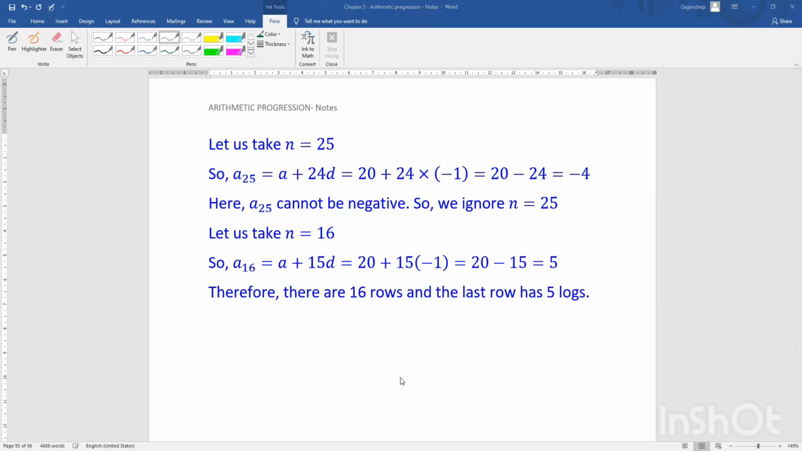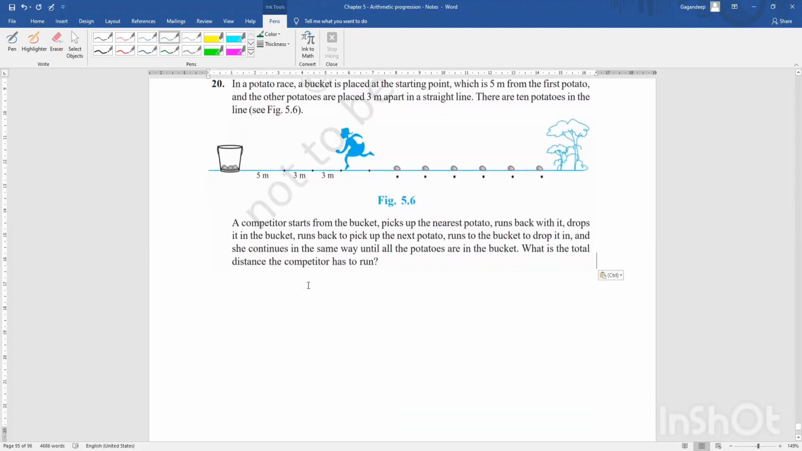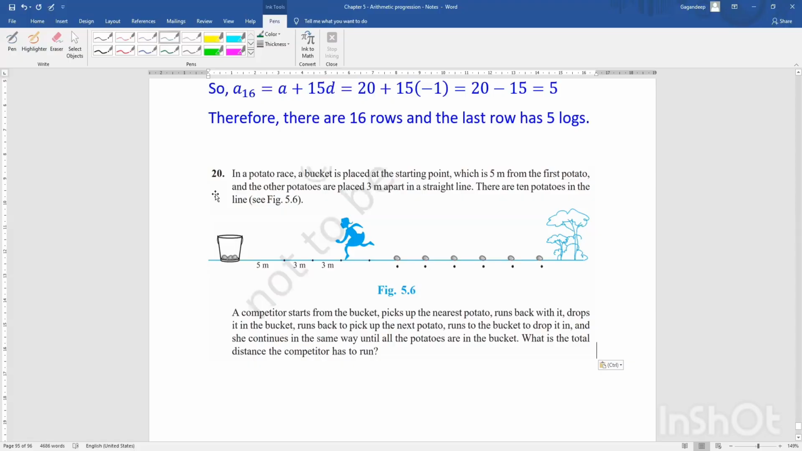And then we have the last question, the 20th one. In a potato race, a bucket is placed at a starting point, which is 5 meters from the first potato, and the other potatoes are placed 3 meters apart in a straight line. There are 10 potatoes in the line. A competitor starts from the bucket, picks up the nearest potato, runs back with it, drops it in the bucket, runs back to pick up the next potato, runs to the bucket to drop it in, and she continues in the same way until all the potatoes are in the bucket. What is the total distance the competitor has to run?